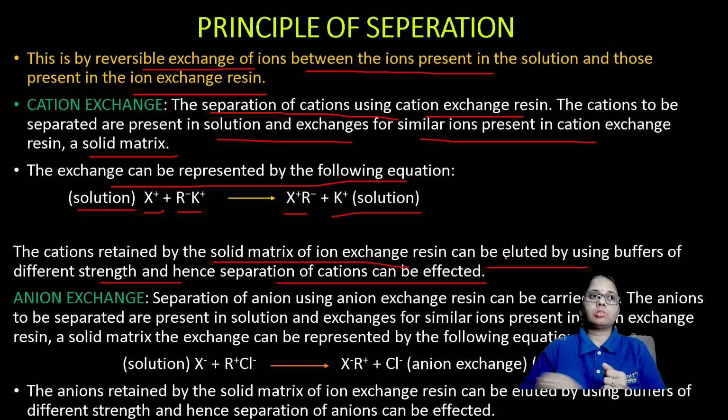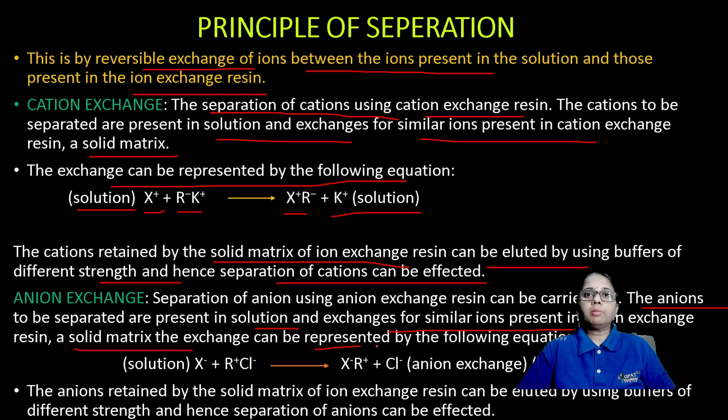Sometimes the strength is going to affect the cations also. Coming to anion exchange, the separation of anions using an anion exchange resin can be carried out. The anions to be separated are present in the solution and are exchanged for similar ions present in the anion exchange resin, which is a solid matrix.